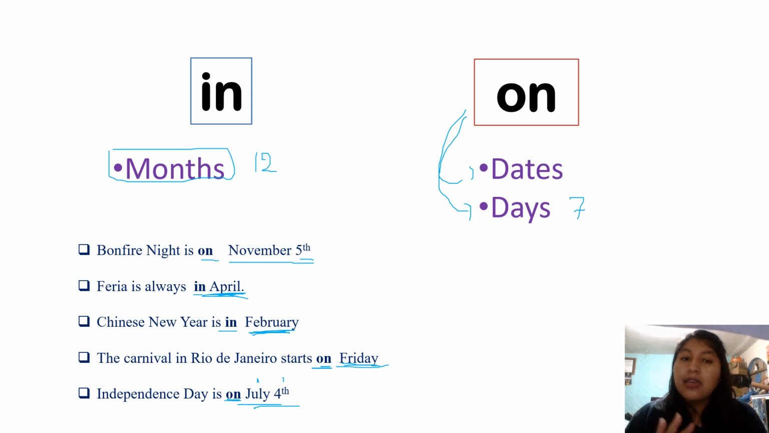Okay, this is the basic difference between these. In, when you have only the month, any of the 12 months that we have. And on, when you have the dates, the 7 days, and dates that are months and the number of the date.